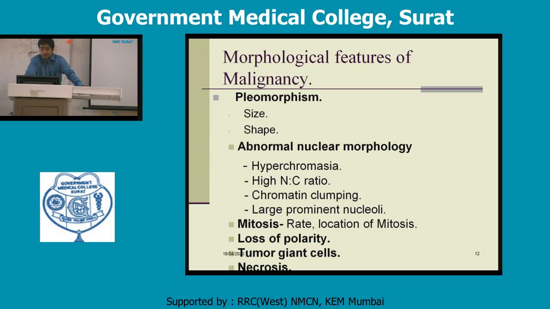Loss of polarity, presence of multinucleated tumor giant cells, and necrosis. Necrosis is mainly due to the growth of the tissue. The blood supply of that particular portion is not adequate, so tumor cells get necrosed, and so we can see presence of tumor necrosis in that slide.